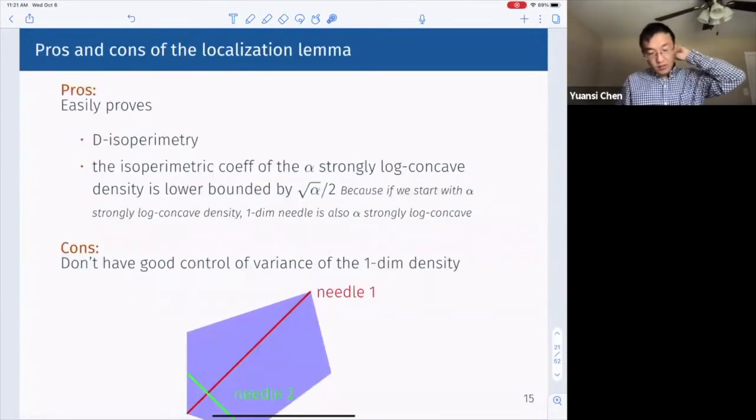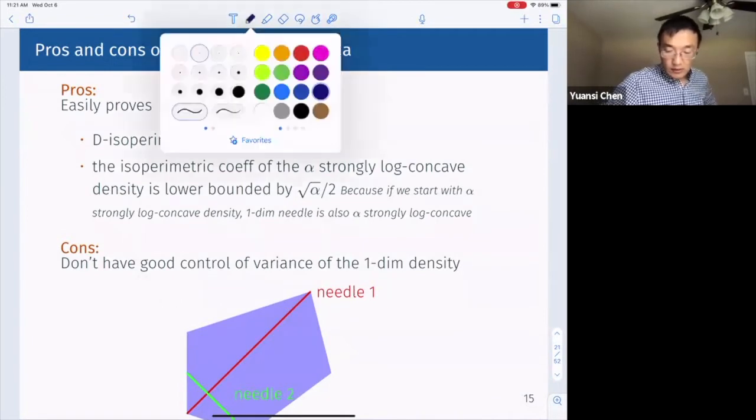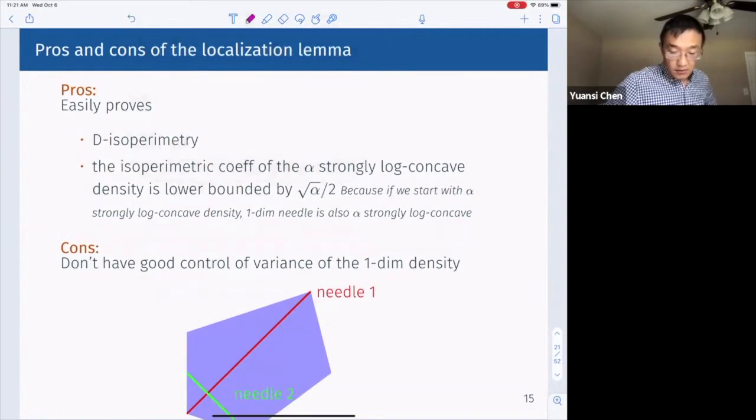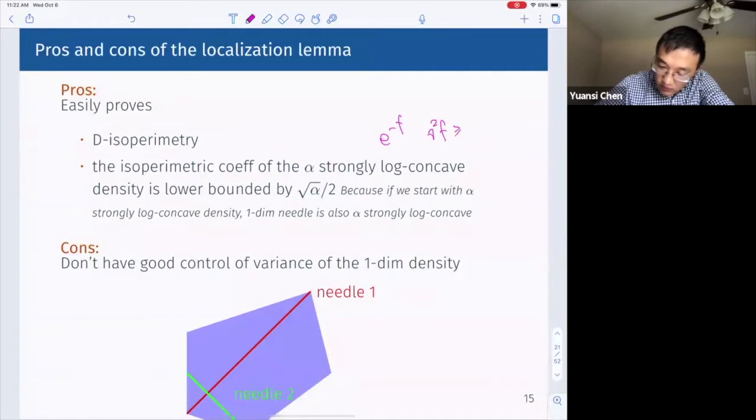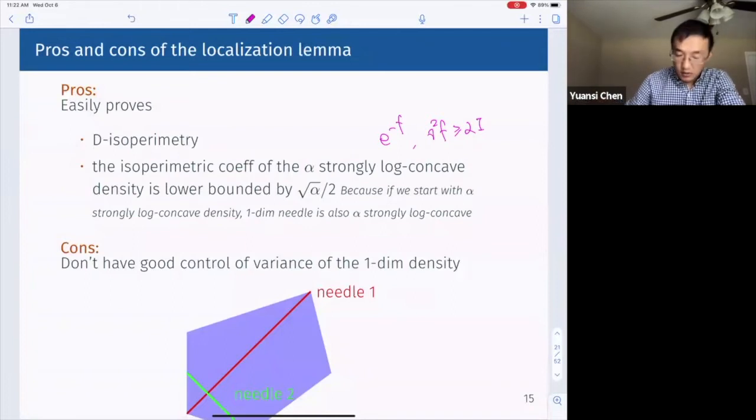Okay, so the localization lemma has pros and cons. First of all, as we have seen, it easily proves the diameter isoperimetric inequality, because you start with something with diameter d, and you end up with something with diameter less than or equal to d, okay? It also proves the isoperimetric coefficient for alpha strongly log-concave densities, where the density is e to the minus f, and the Hessian of f is larger than alpha times the identity. So basically, you can extract a Gaussian part in the density, and the isoperimetric coefficient is lower bounded by square root of alpha over 2.